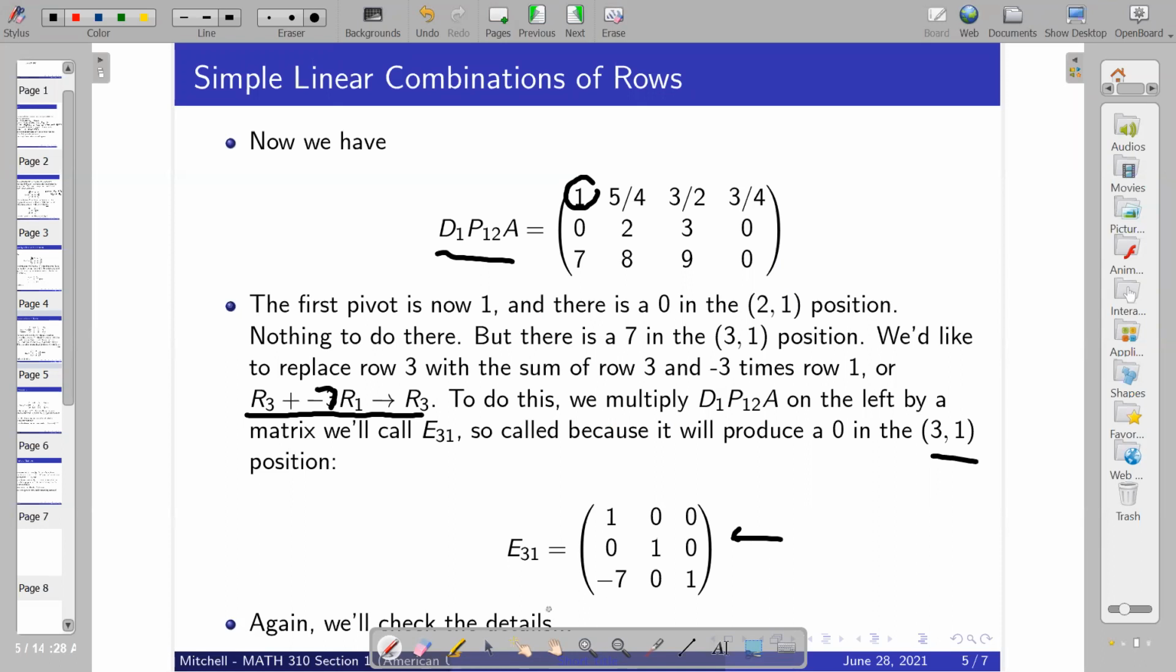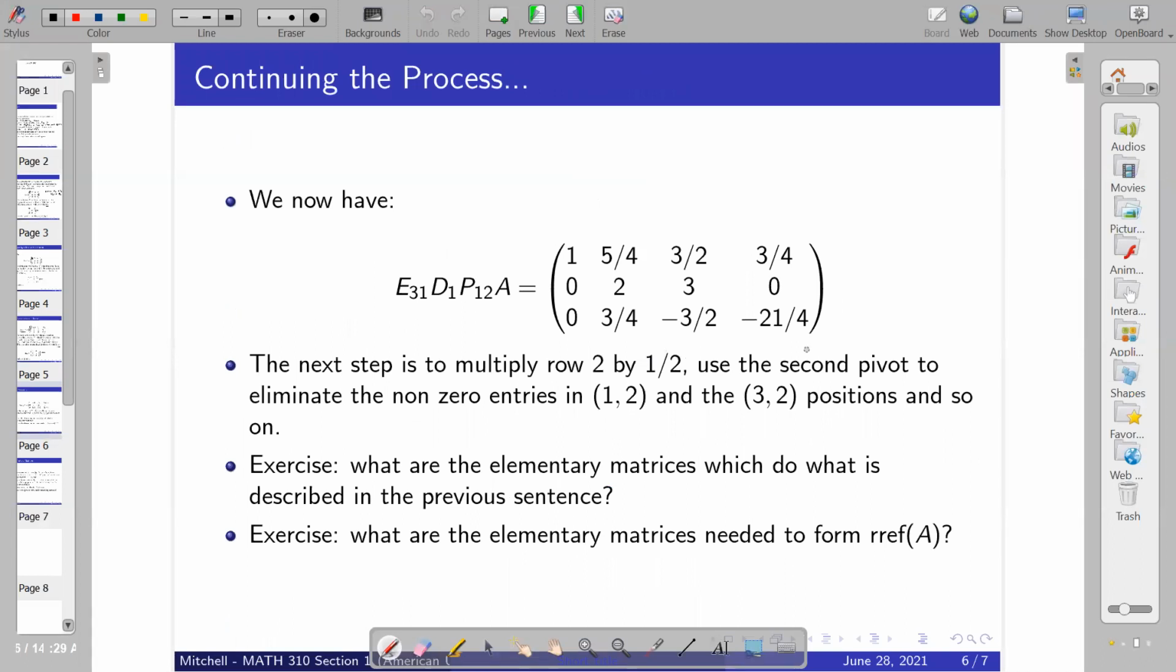Notice that E31 has a -7 in the 3-1 position. When you multiply this entire thing by E31 on the left, what should occur is that you should get something that looks like this. So you wind up getting a big 3×4 matrix, a bunch of fractions, so maybe it doesn't look so nice. But we started with A, and each of these successive left multiplications represents an individual row operation.